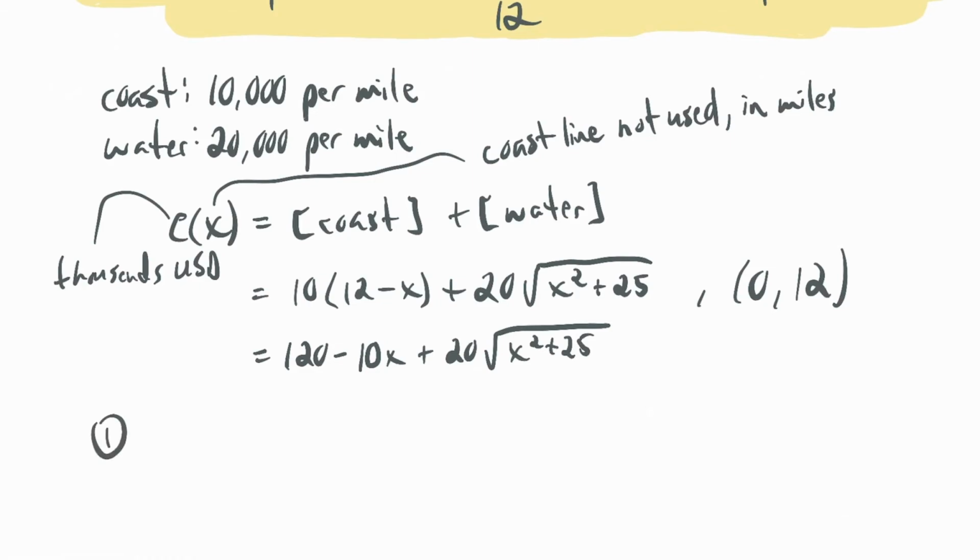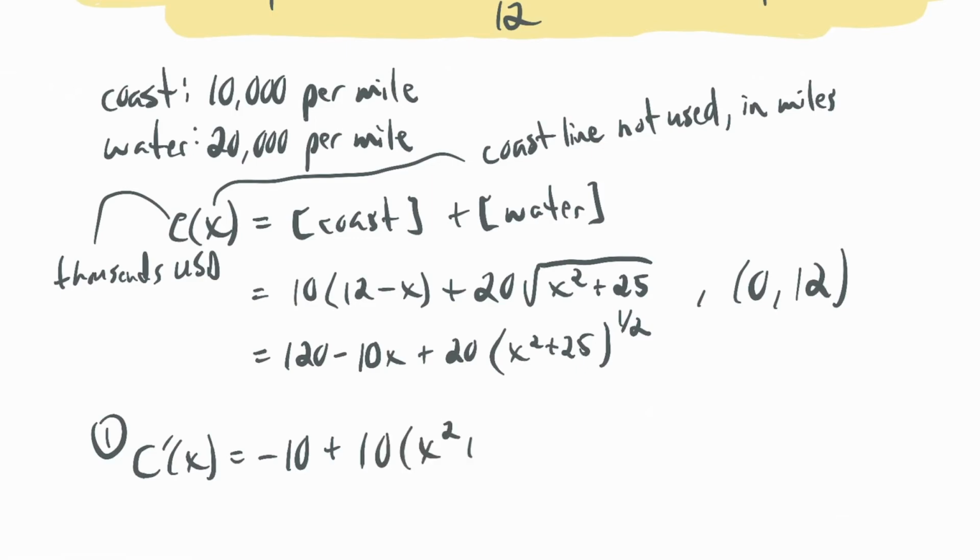Okay, so step 1, c prime of x, total cost. Well, this will be negative 10 plus, well, I'm going to have to use the chain rule here, right? In fact, let's do it this way, right? Square root function is the same as having your input to the 1/2 power. So I apply the power rule. I will get 20 times 1/2, so 10 times x squared plus 25 to the negative 1/2 power times the derivative of the inside function, 2x. Okay.